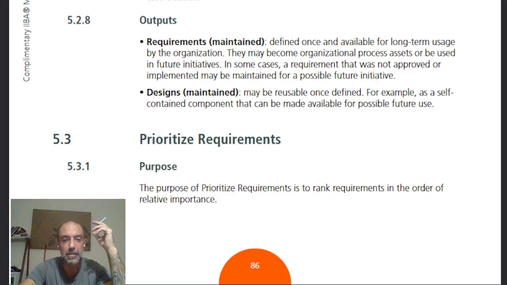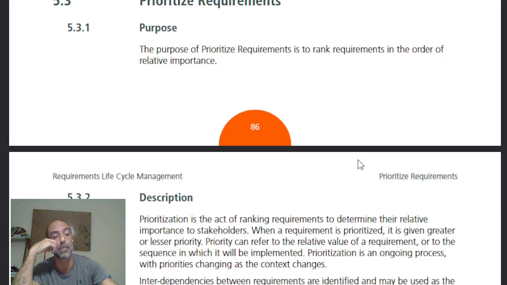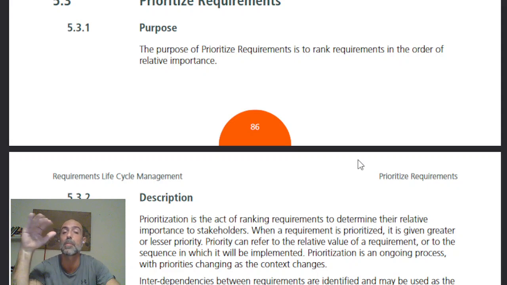All right, my babies. We're at 5.3, prioritizing requirements. Prioritize requirements. What's the purpose? Earlier we did trace requirements and maintain requirements. Now we're doing prioritize. Naturally, prioritize requirements literally means picking the requirements that are the priority and putting them on the plan or something like this. So the purpose of prioritize requirements is to rank requirements in the order of relative importance.